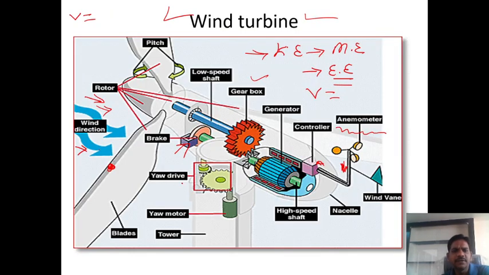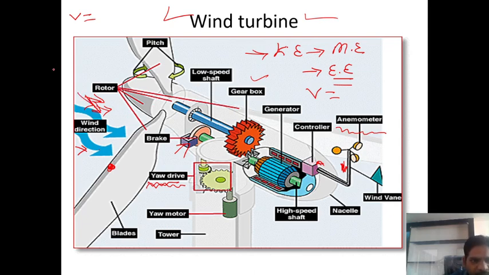If you observe here, this is the yaw mechanism. So what is the role of this yaw mechanism? The role of the yaw mechanism is to change the face of the wind turbine. Suppose the wind flows in this direction. So what is the role of this yaw drive? The yaw drive keeps the face of the blades towards the direction of the wind.